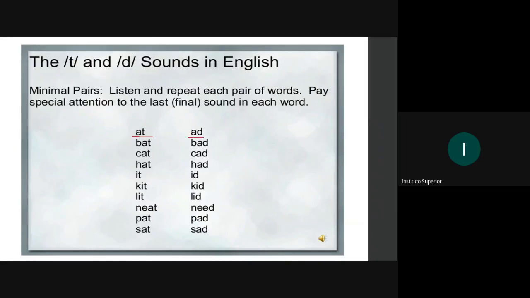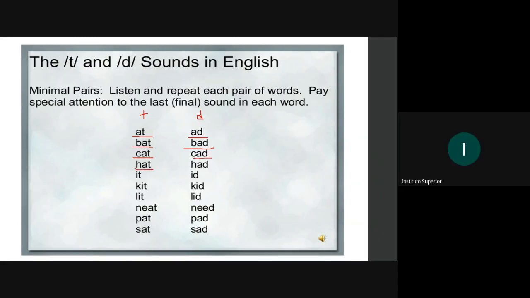The first one, remember that /t/ doesn't vibrate, and this one vibrates. Practice with the first one. At, add, bad. Okay. The second, bad, bad. This one, cat, bad. Okay.